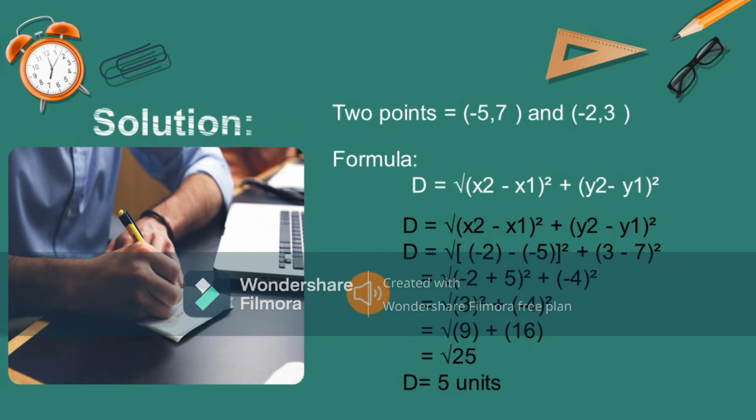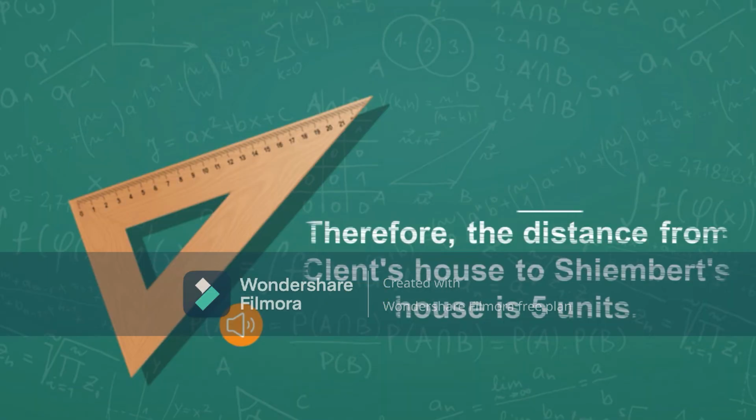So 3 squared is equal to 9 and (-4) squared is equal to 16. So 9 plus 16 is equal to the square root of 25. So the square root of 25 is equal to 5. Therefore, the distance from Glenn's house to Shimbert's house is 5 units.